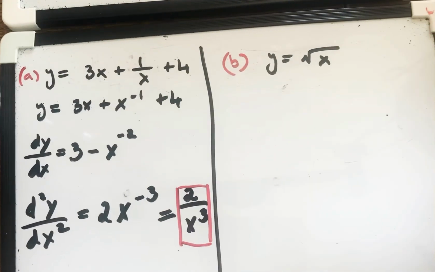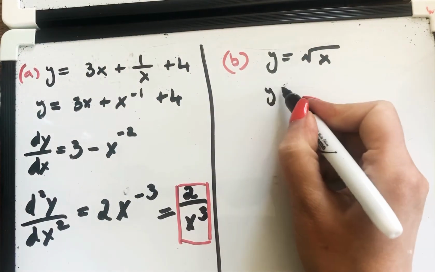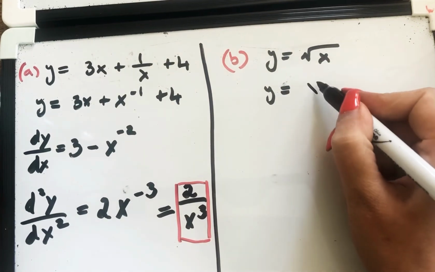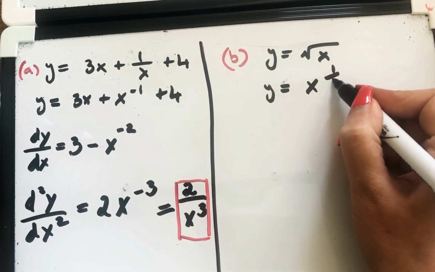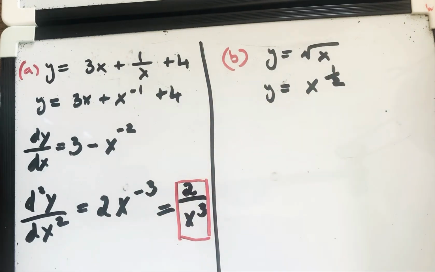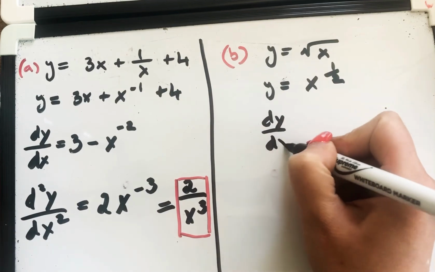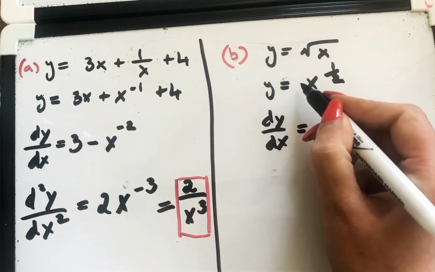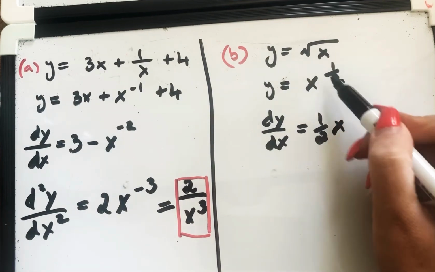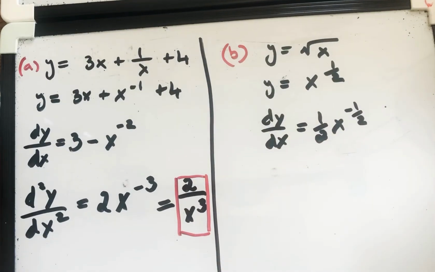Now let's look at the second example. Let's begin by remembering that anything with a root on it like this is represented with a power of a half. Now it's important to note I have not differentiated here, I've simply just changed notation. So let's get the first derivative, represented by dy/dx. We bring our power down in front, so we get a half. There is our x. We reduce our power by 1, so it's now negative a half. So there's our dy/dx found.